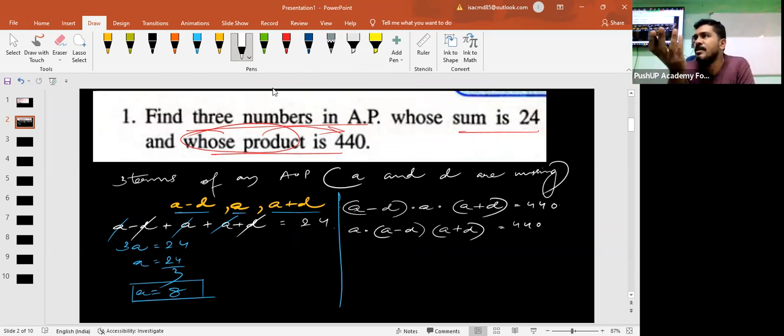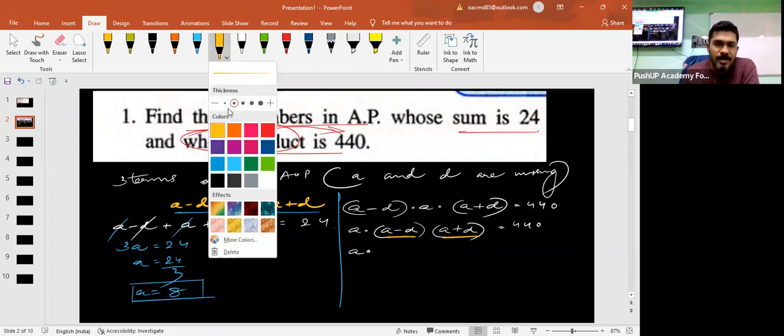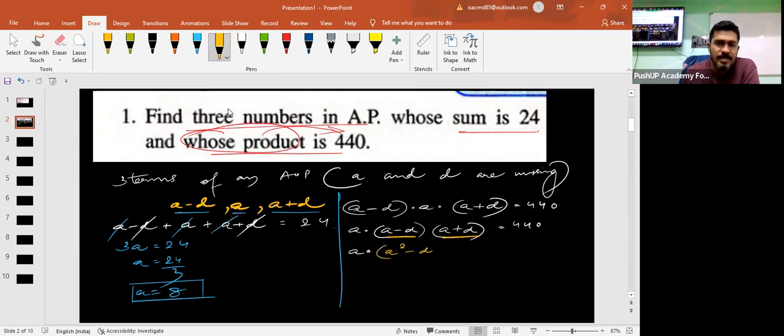Because A into B into C or B into A into C, all are the same, isn't it? No matter how much rearrangement you make in the order, the product of three numbers will always be the same, isn't it? So A into A minus D into A plus D is equal to 440. Again, what is A minus D into A plus D? A square minus D square. Very good. It's A square minus D square, and that is equal to 440.